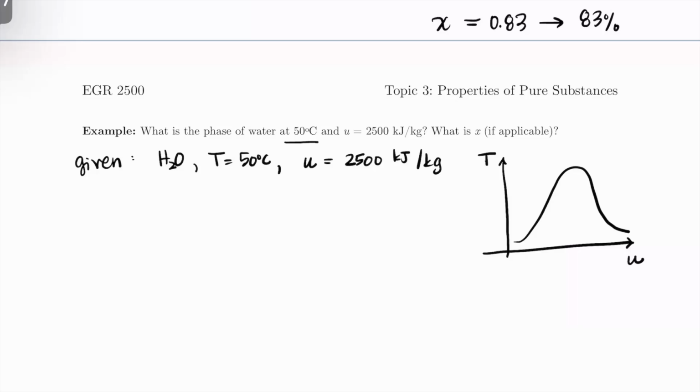We want to figure out for T equals 50 degrees C, where are we on this line? So we need to figure out UF and UG to figure out where our given internal energy is on this curve. Okay, make sense? Okay, so what table should we use? Should we use the pressure table or the temperature table? Yeah, we're going to use the temperature table because we're given the temperature.